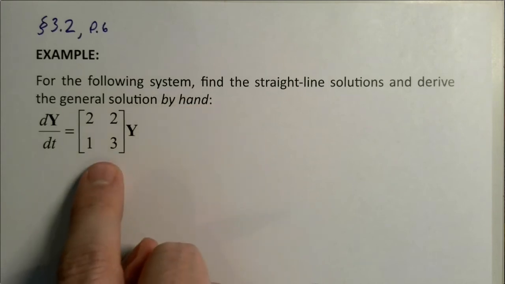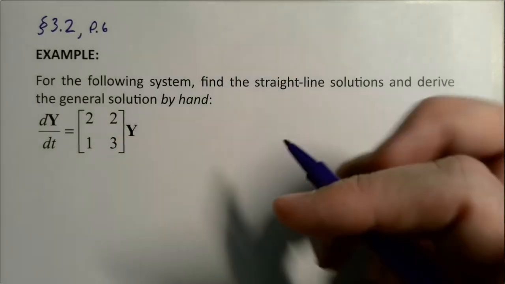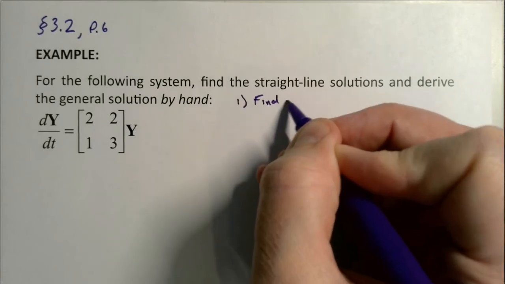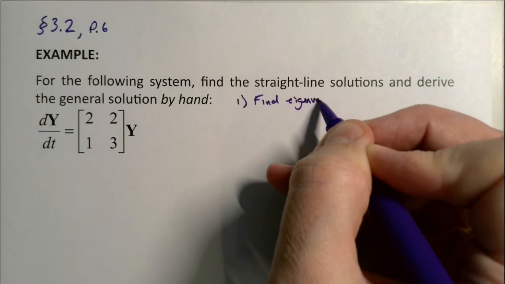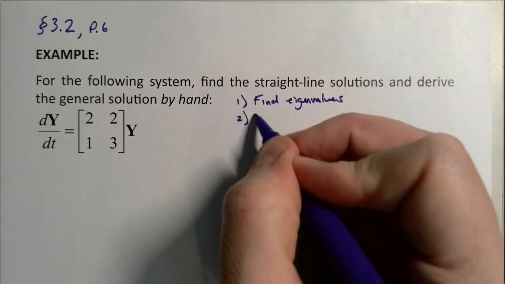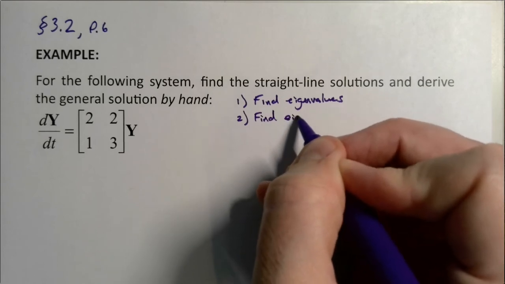We could, if we wanted to, turn it into a system of differential equations and have Maple do it. So we can always check it with Maple. But our process for this has a couple of steps. The first step is going to be we got to find those eigenvalues. And once we have the eigenvalues, we can find the associated eigenvectors.